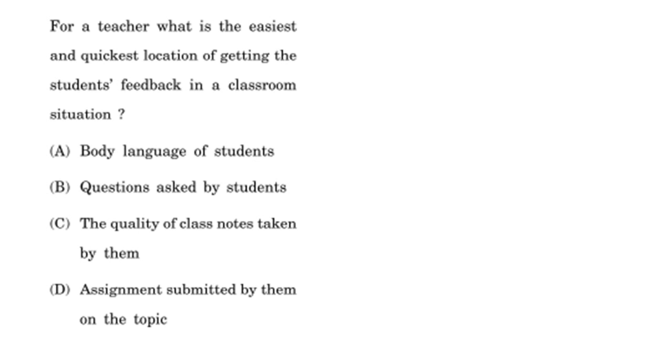Okay, moving on to our next question. For a teacher, what is the easiest and quickest way of getting the students' feedback in the classroom situation? Okay, so friends, the four options here are A, body language of the student, B, a question asked by a student, C, quality of class notes taken by them, D, assignments submitted by them on the topic.